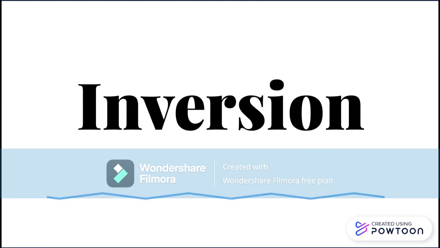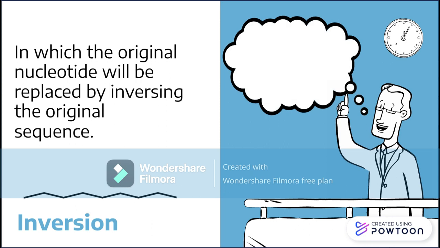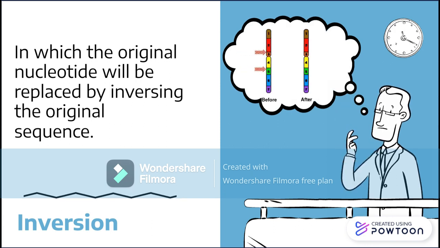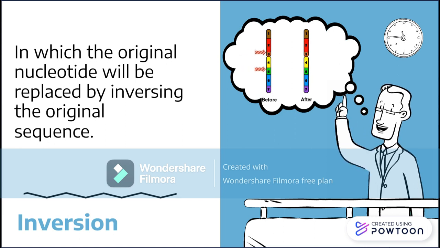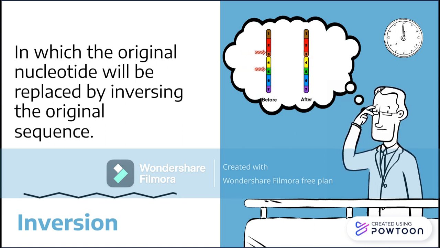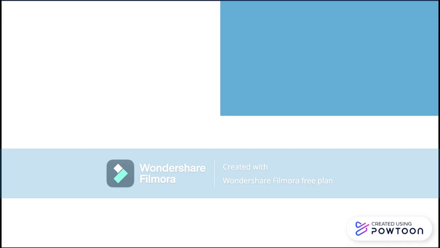Next is inversion. Inversion is where the original nucleotide will be replaced by inverting the original sequence. As you can see here, the 3 and 4 will be 4 and 3, thus inverting the chromosomes of the genes. And lastly, duplication.